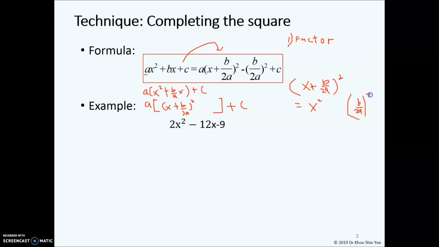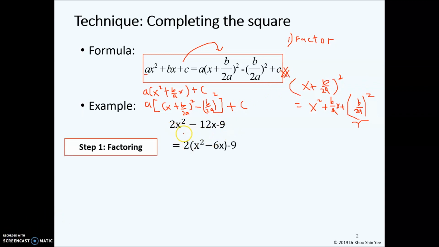So square, and at the middle you have b over a x, right? So therefore you have x squared plus b over a x. This is the additional part. Therefore you have to minus this part, which is b over 2a squared. So with that you obtain this formula.